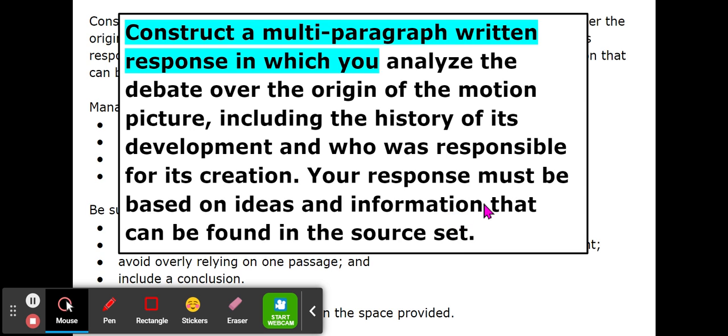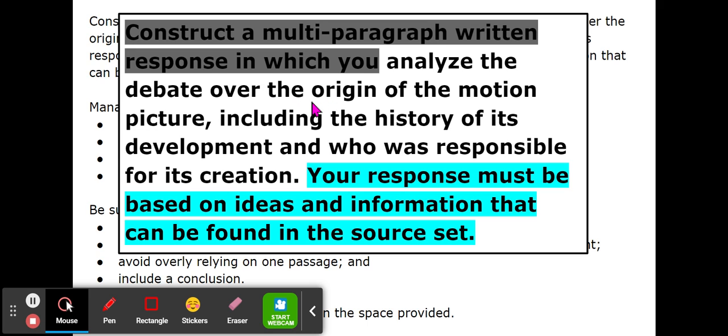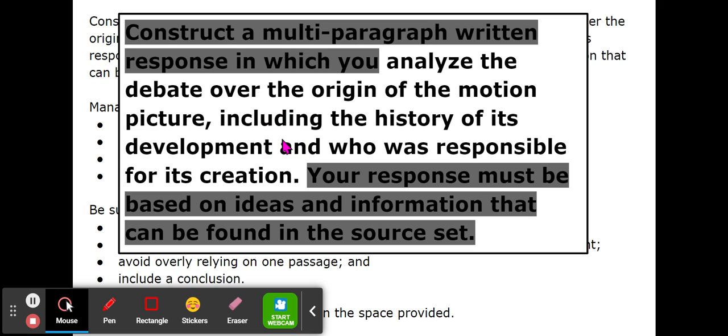So let's take a look at the first paragraph. The first paragraph has embedded within it your prompt, but even the first paragraph has information you don't need. It's going to tell you to construct a multi-paragraph written response in which you, and every prompt in the state of Ohio says that. Everyone says those words. Do we need those? No, we don't need to pay attention to those. It also is going to give you a last sentence that says your response must be based on ideas and information that can be found in the source set. Do we need that?